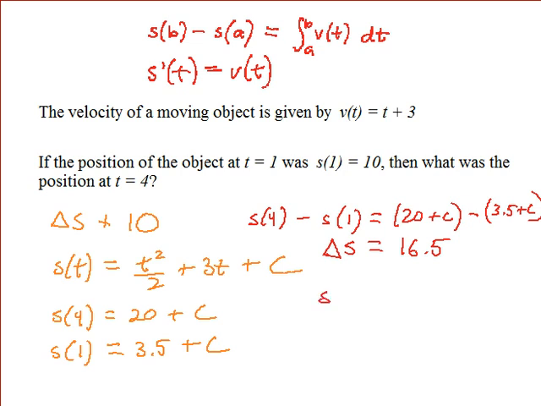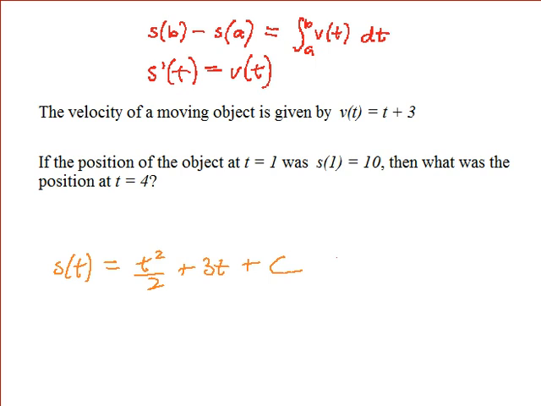If the starting position at 1 is 10, then our final answer is going to be s of 1 plus 16.5, or 26.5 meters. A second option for this problem uses the antiderivative function s of t a little more directly.